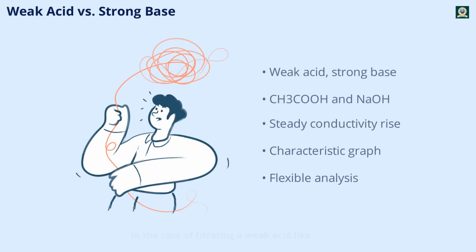In the case of titrating a weak acid like acetic acid, CH3COOH, with a strong base such as NaOH, the conductivity increases steadily as the base is added. The acetate ions formed are more mobile than the original ions, leading to a characteristic change in the graph. This example highlights how conductometric titrations can handle a variety of acid-base strengths.